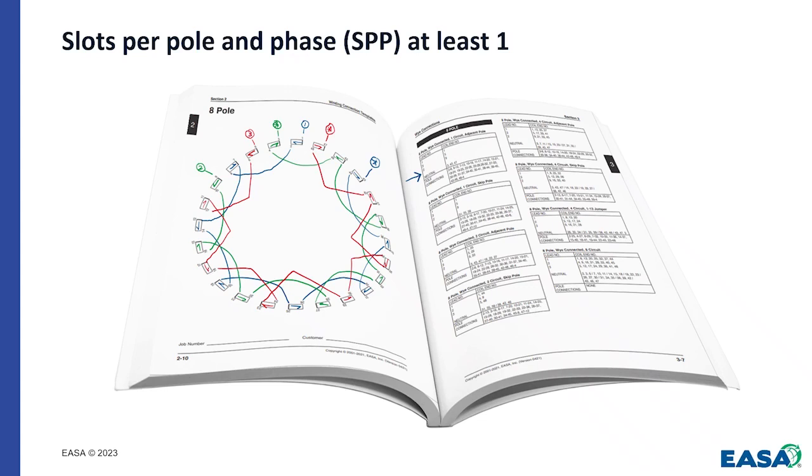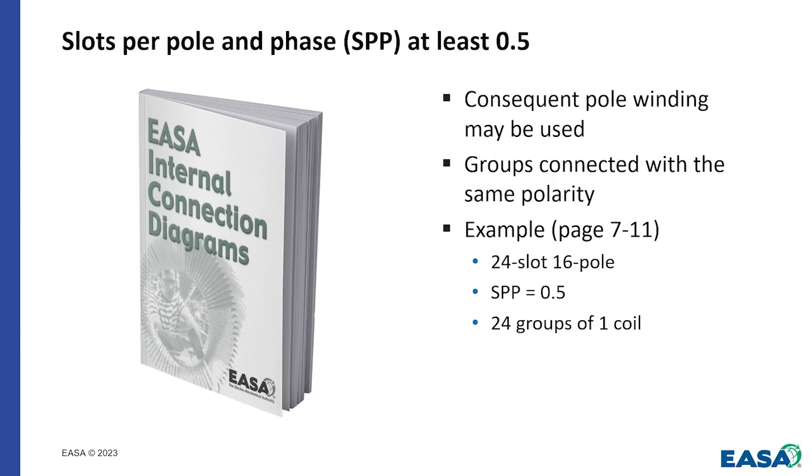When our slots per pole per phase end up somewhere between 1/2 and 1, we can no longer use that conventional winding. We've got to modify the connections a little bit to create those other magnetic poles. And in that case, we can use what we call the consequent pole winding. And again, usually that's going to be on smaller machines, although not always.